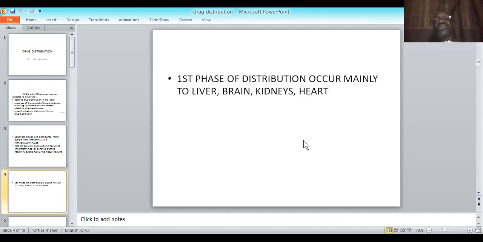And of course, these organs also receive relatively more flow of blood in terms of regional distribution of blood from the heart. So that first phase, which spans a few seconds, delivers the drug first to organs like the liver, brain, kidneys, and heart.